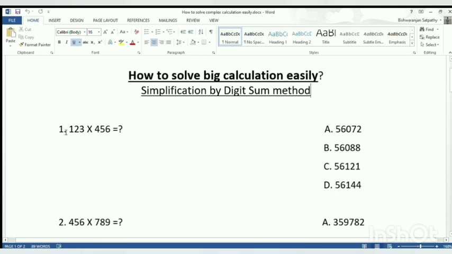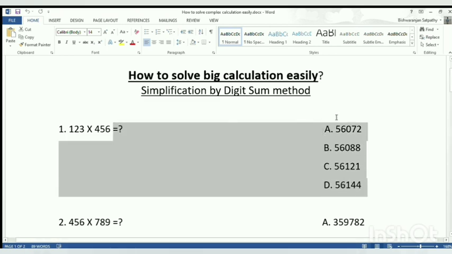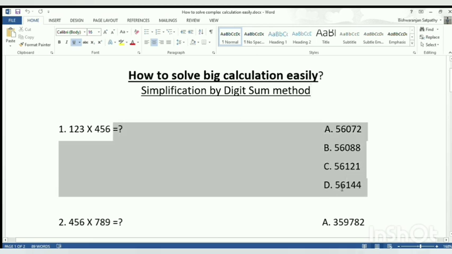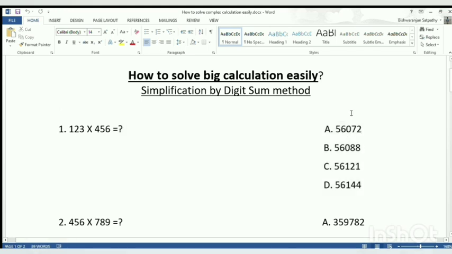So the first question is 123 into 456. Okay, there's a tip for you. Whenever you see the question, at first just glance over the options. Okay, it may be possible that within 5 seconds you may get the answer, so it's very important to take a glance over those options. Okay, the question is 123 into 456.